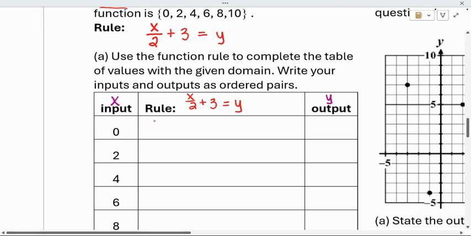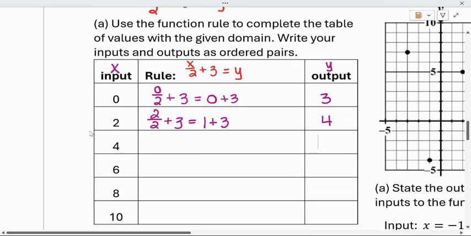So if x is 0, this looks like 0 divided by 2 plus 3. What is 0 divided by 2? 0. What is 0 plus 3? It's 3. My output is 3. Well, what if my input or my x value is 2? Well, that looks like 2 divided by 2 plus 3. But what is 2 divided by 2? 1. And 1 plus 3 is 4.